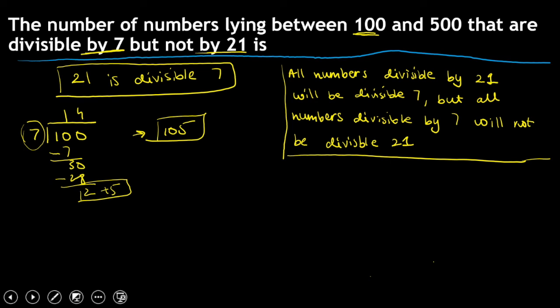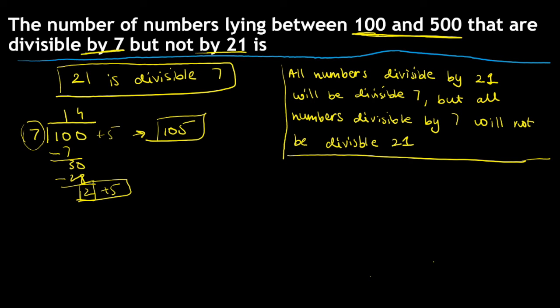So what I did here was I got a remainder of 2 after dividing 100 by 7. So I just added 5, right? I added 5 here, added 5 here. So I get 105, which will be the first number in this given sequence which is divisible by 7, right?